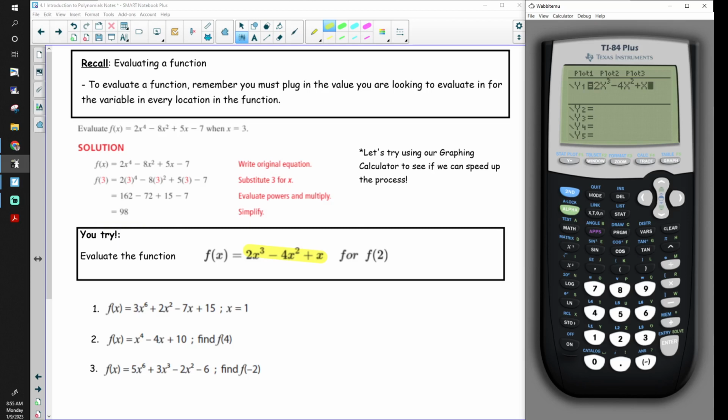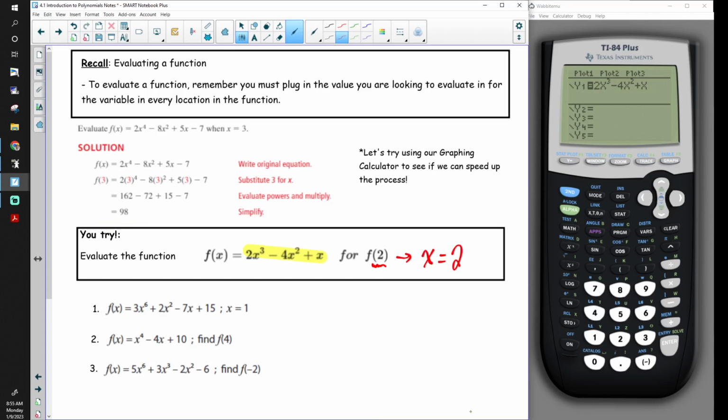In this example, what does it want us to plug in for x? It wants us to plug in 2. F of 2, look, it's like there's a 2 instead of an x. This means this is the same thing as when x equals 2. We want to know what happens when I plug in 2 for x.